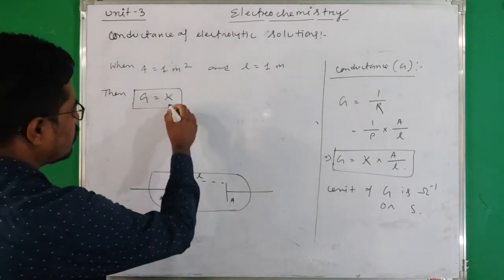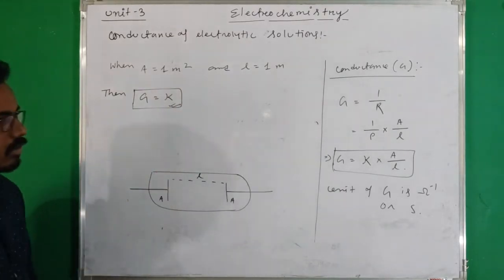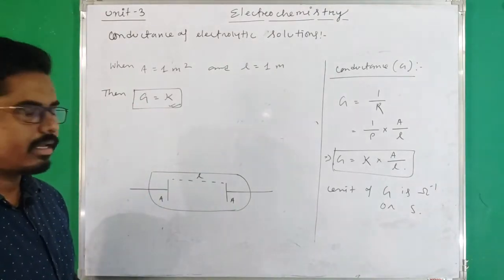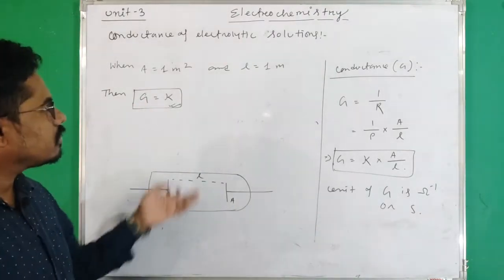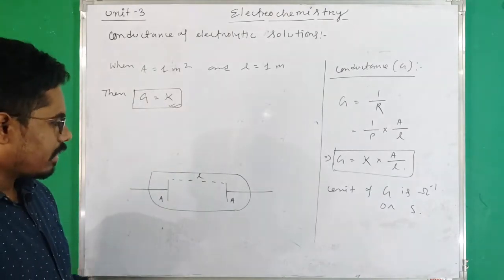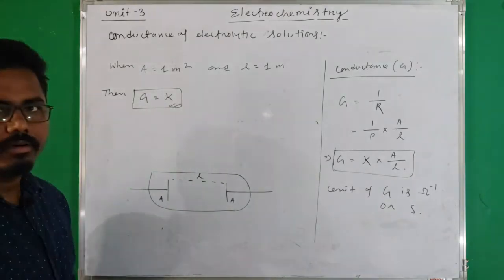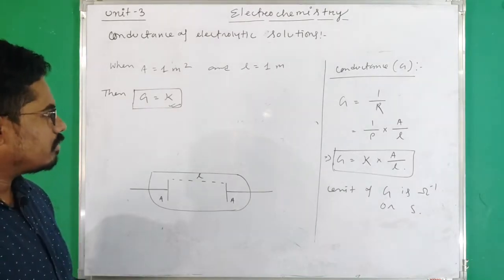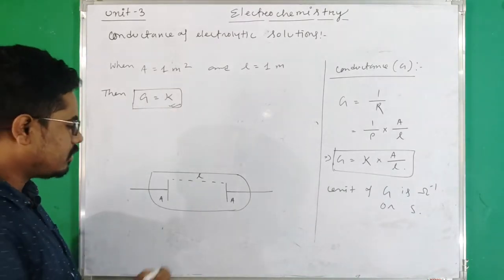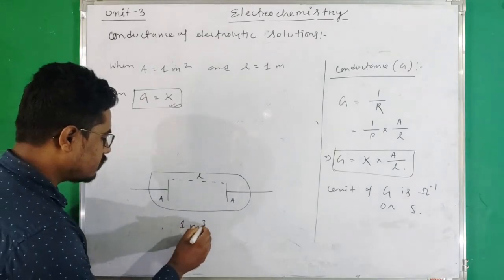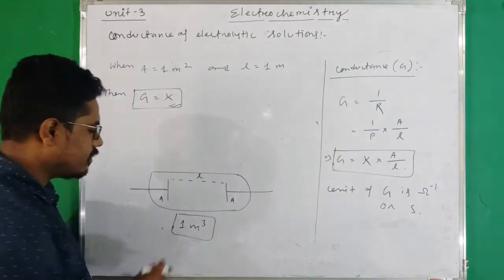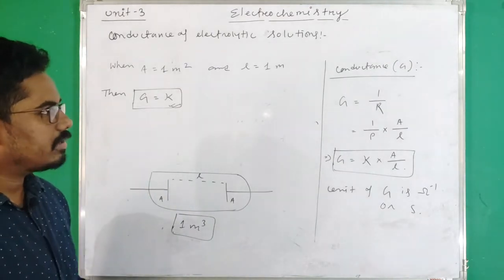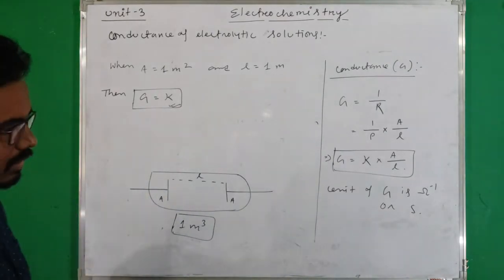So the conductivity or specific conductivity is the conductance of an electrolytic solution having area of cross section 1 meter square and length 1 meter. Combining them, we get the volume of the solution as 1 meter cube. So the conductance of an electrolytic solution having volume 1 meter cube is called conductivity or specific conductivity.